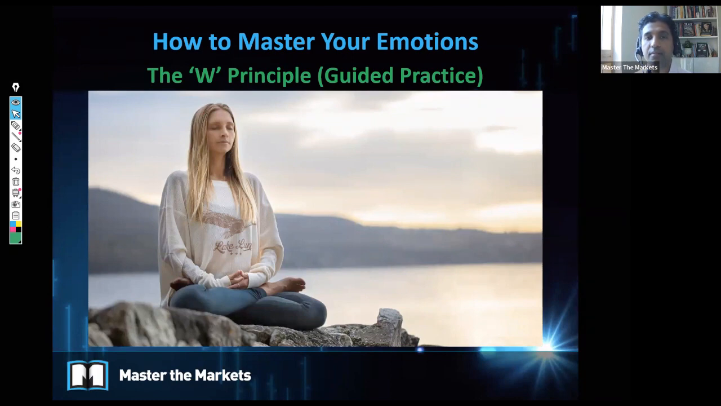In and out. And then slowly and gently, when you feel comfortable, just close your eyes. Just relax your shoulders and your body. Keep your attention on your breath in and out.